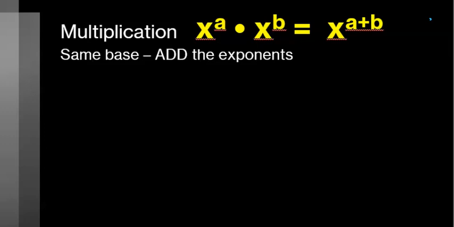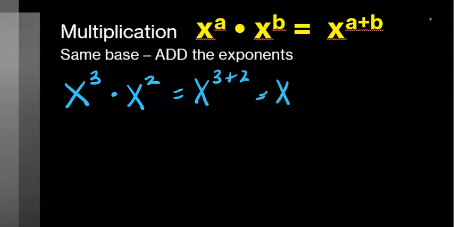All right, so let's take another example. Let's say we have x cubed times x squared. Our answer is simply going to be x to the 3 plus 2, which is going to equal x to the 5th. Now your base doesn't have to be a variable, it can be a number. Don't let that throw you.